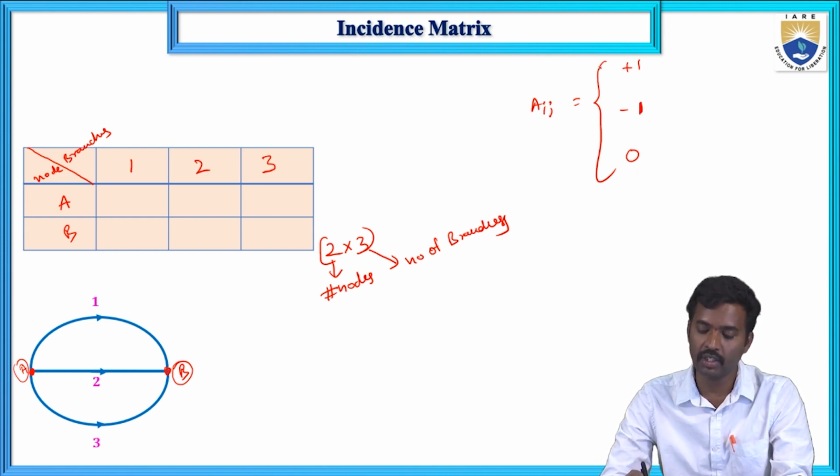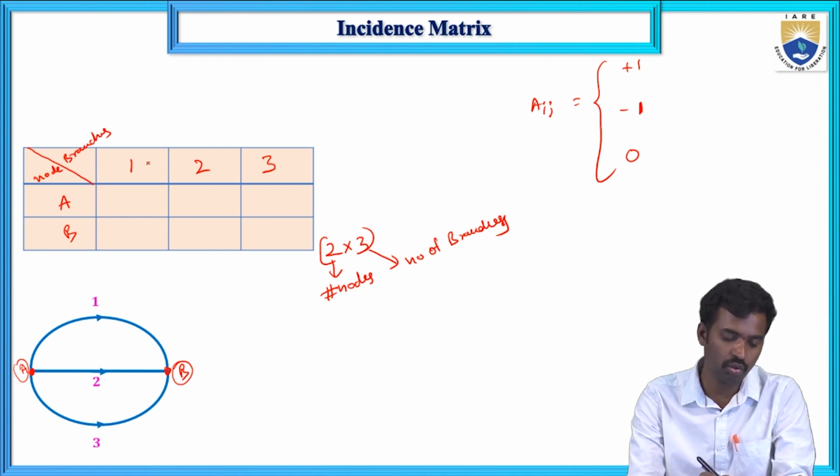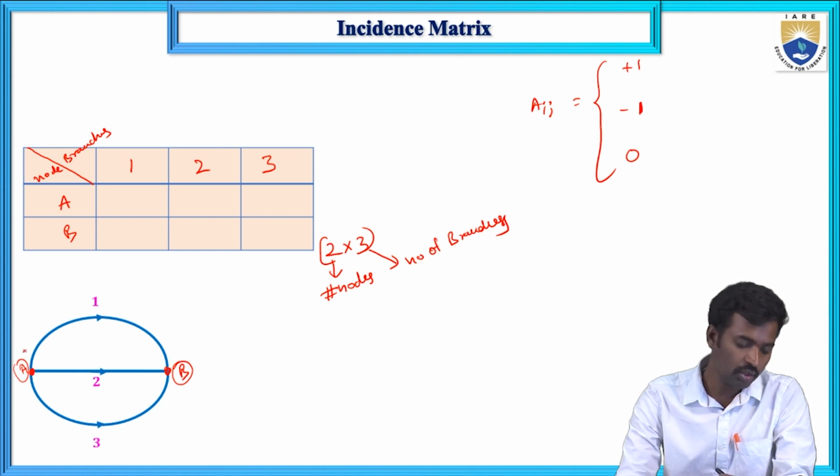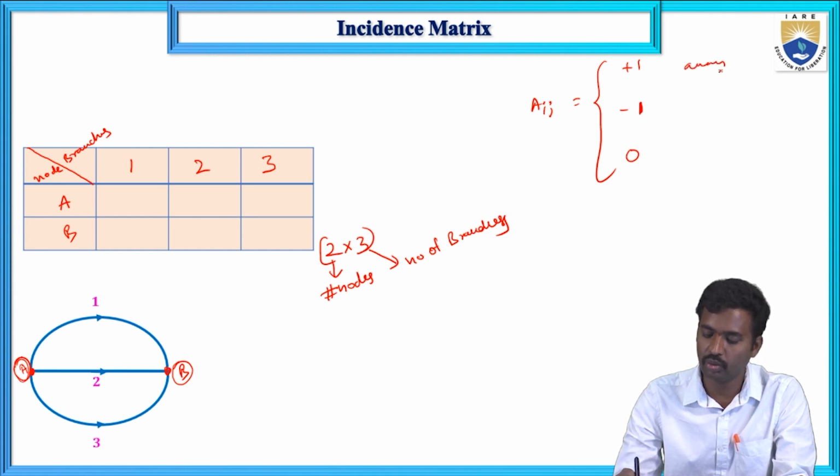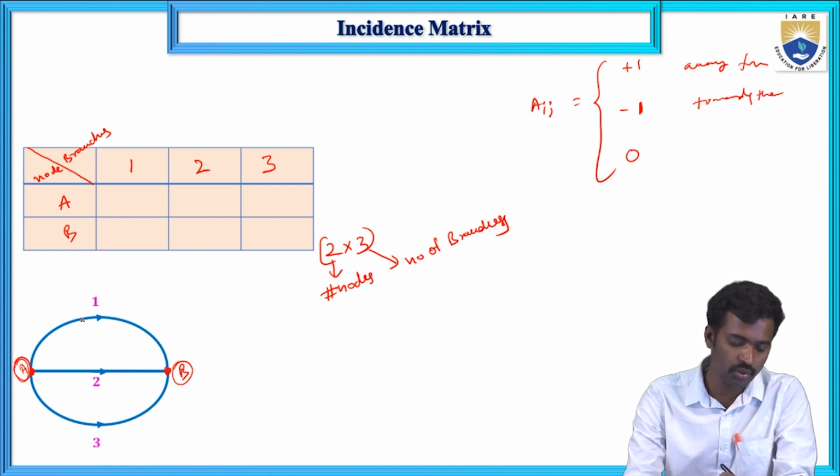An incident matrix has elements of only 1, -1 and 0. Here the first element is A1, which is the first row, first column, Aij. The first node is A. For node A, one branch is leaving away from the node. Leaving away from the node means you take the value +1, and entering towards the node means -1.